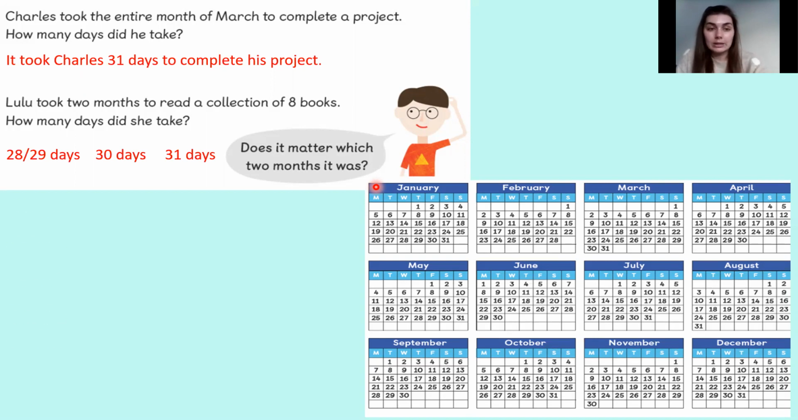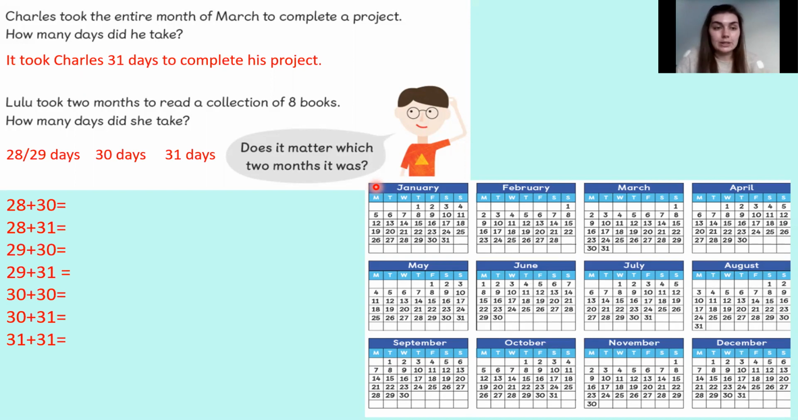I have already worked these out to the side. You can see the combination of the 2 months. So for example, we've got the 28 days, so she might have read in February, and the 30 days she might have read in February and April. Then we've got 28 again, so I'm assuming it's February, and 31 days, so she could have read them in February and March. She could have been reading on a leap year. This could have been taking place last year, where February had 29 days.